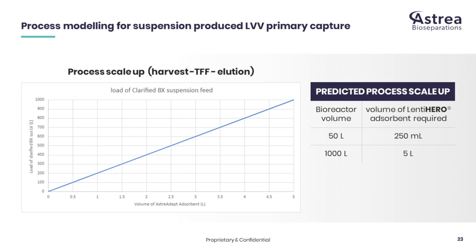This is a process modeling graph between feed volume and the required Lentihero nanofiber adsorbent. In order to process 50 liter bioreactor volume, which is clinical study scale, only 250 milliliters of nanofiber adsorbent will be required. Therefore, it can be predicted that a 1 liter unit of nanofiber would process a 200 liter bioreactor in a single pass. This will satisfy the current demand for large-scale production of lentiviral vectors.